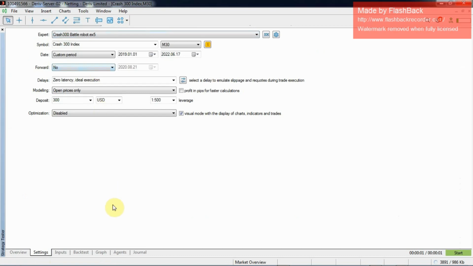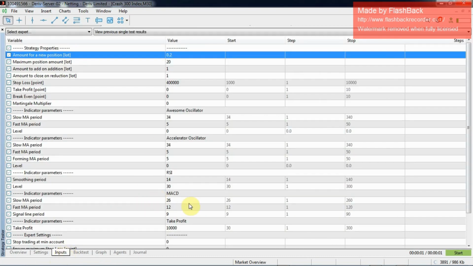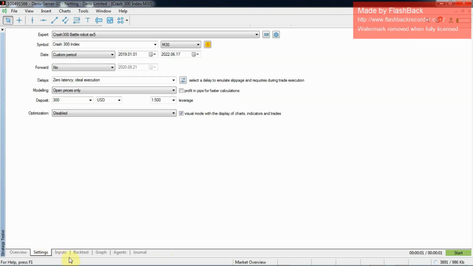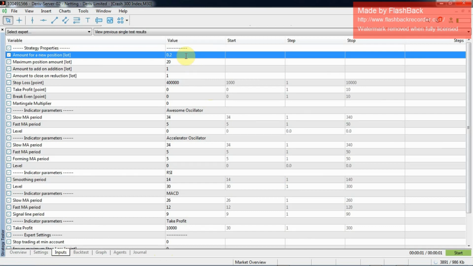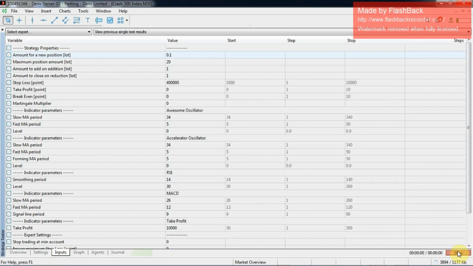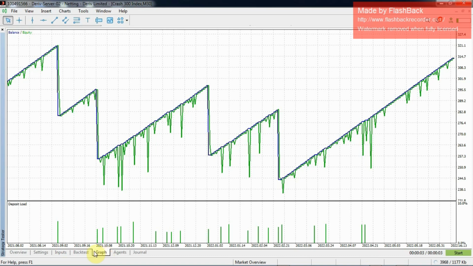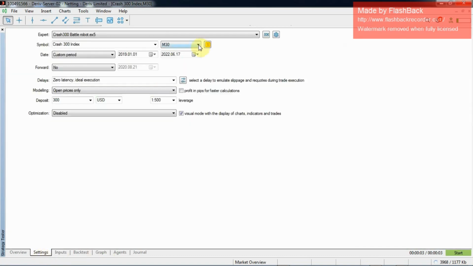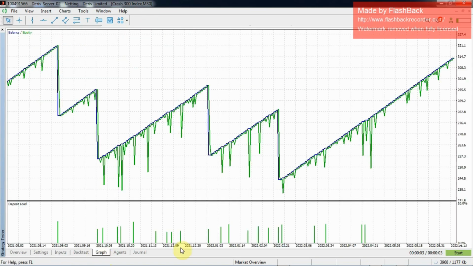This one is a Crash500 battle robot. It has indicators, as you can see. It's a complex algorithm. Here we've increased the take profit to 10,000, but the stop loss remains the same. It trades Crash500. Let's use 0.1 and run the back test. I forgot to change the time frame. This one trades the 5 minute chart.